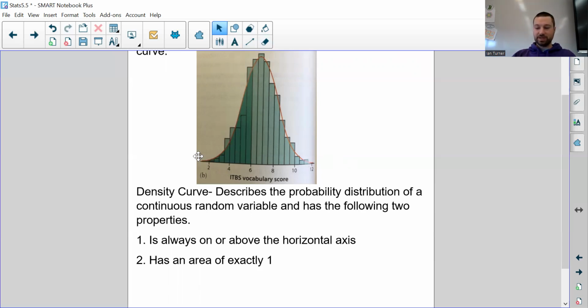So if you calculus kids took the integral of this curve from 1 to 13, you'd get an integral of 1. Okay, it'd equal 1, whatever this curve is. Okay, so really important. Everything under this is 1.